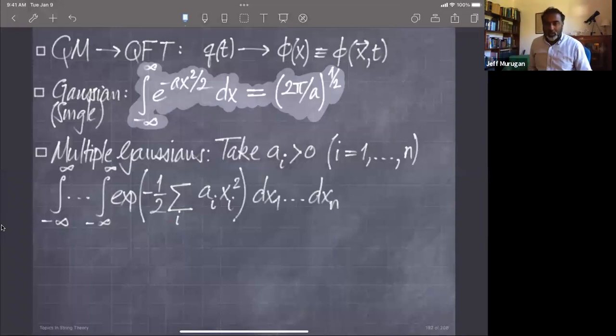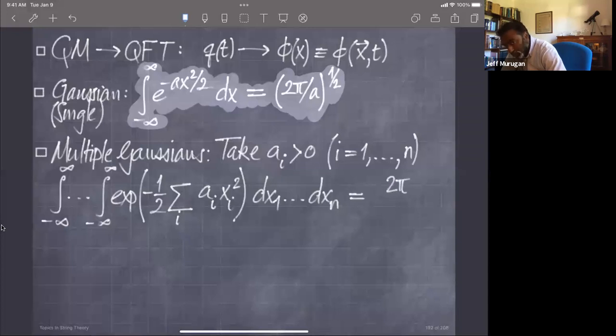Well, that's just the product of n of these integrals that we had before. So I can write down immediately what the answer is going to be. It's going to be 2 pi to the n over 2 over the product of the AIs. So it's the product from I equals 1 to n of AI raised to the half.